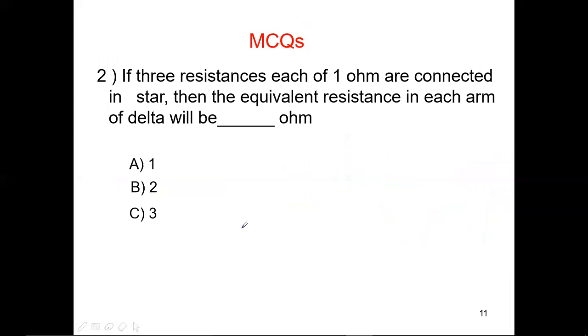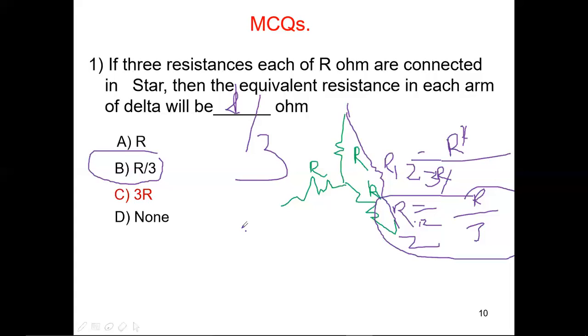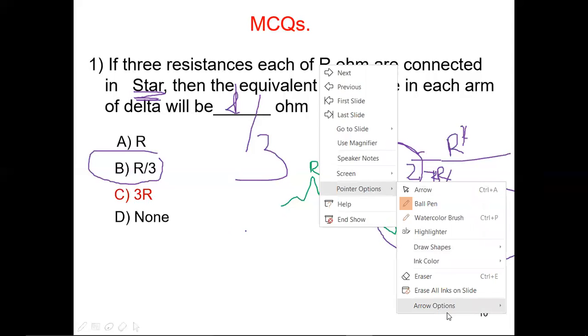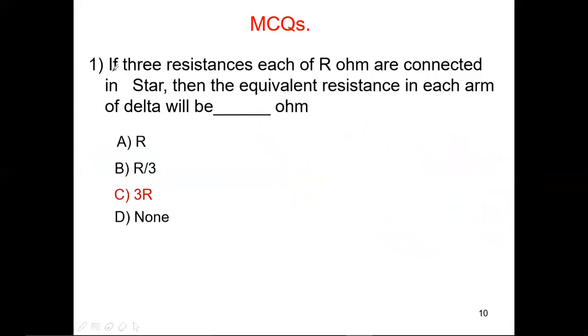Three resistances connected in star, then equivalent resistance in each arm of delta. Let me read this question again. Resistance of star, not R by 3. Sorry for the writing of R12. This is not the formula. Sorry. Let me erase this. Let me read this. This is star, right. Sorry for that.